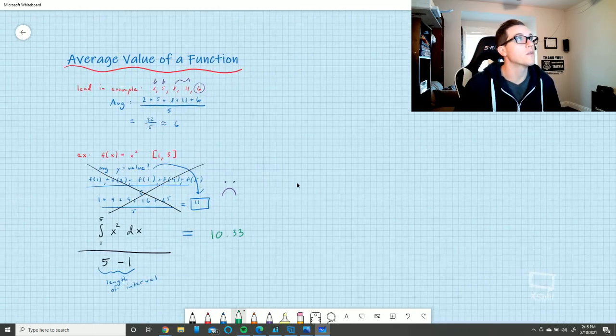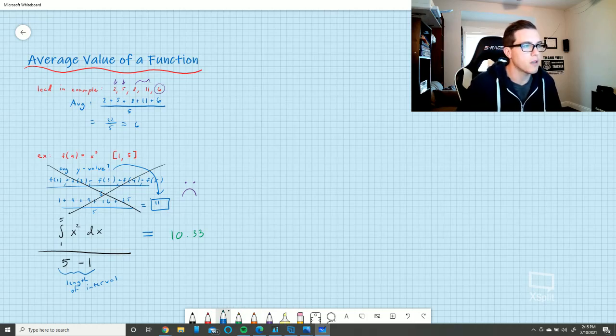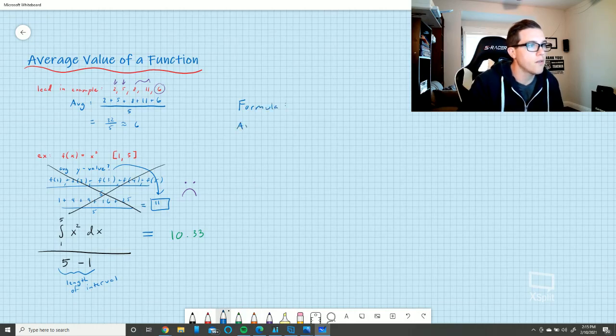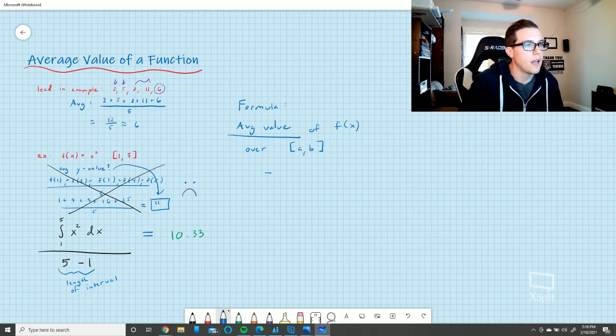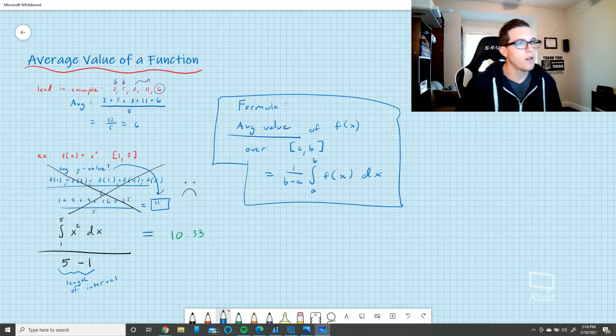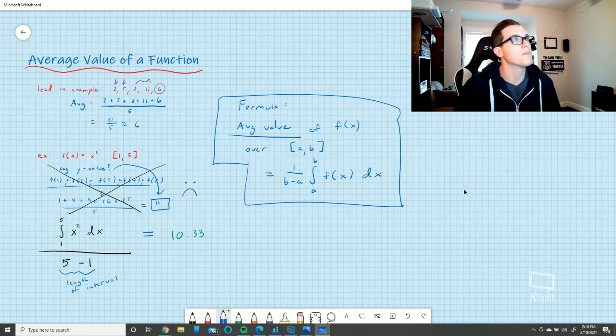So here's the formula. I'm just going to give you the formula. We'll do one more example and then a table example and be done. The formula says to find the average value of f of x, some function, over the interval a to b, that is just the accumulation from a to b of the function, then divided by b minus a, or times 1 over b minus a. That's typically how you see it. Dividing by 4 is the same as multiplying by 1/4, which I'll show you in the next example.